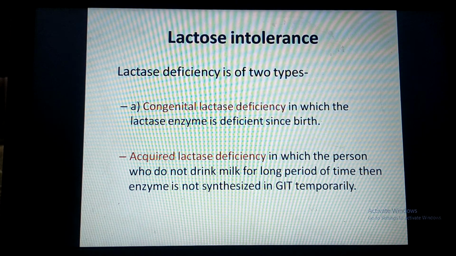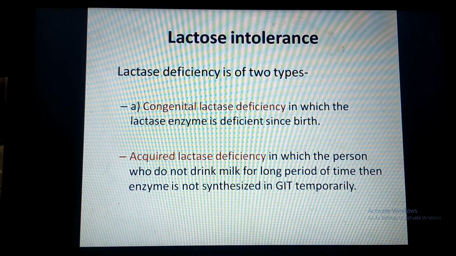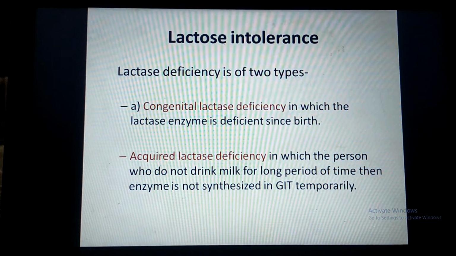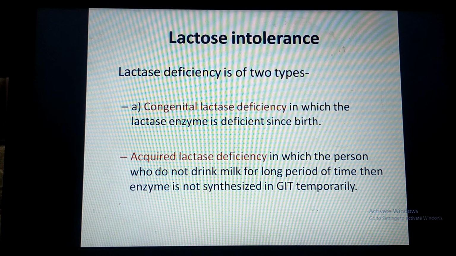So this is about lactose intolerance. In congenital lactase deficiency, the enzyme is not synthesized because the corresponding gene is defective. Whereas in acquired lactase deficiency, a temporary lactase deficiency is seen.